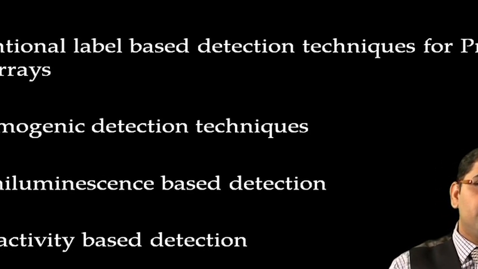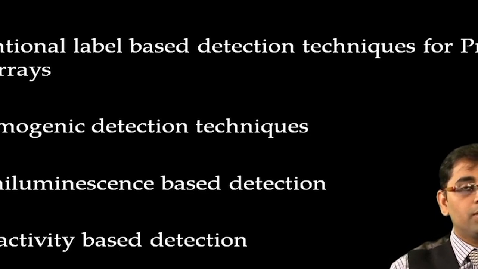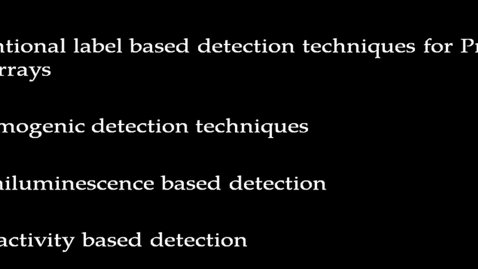There are several conventional label based systems. Popular amongst those are chemiluminescence, chromogenic based detection, radioactivity, and fluorescence. The microarray detection systems have improved significantly in the last few years. The sensing technologies aim to improve the sensitivity, limit of detection, dynamic range, and try to incorporate high resolution multiplexing capabilities. So, broadly, we can group these detection platforms into label based and label free detection systems.